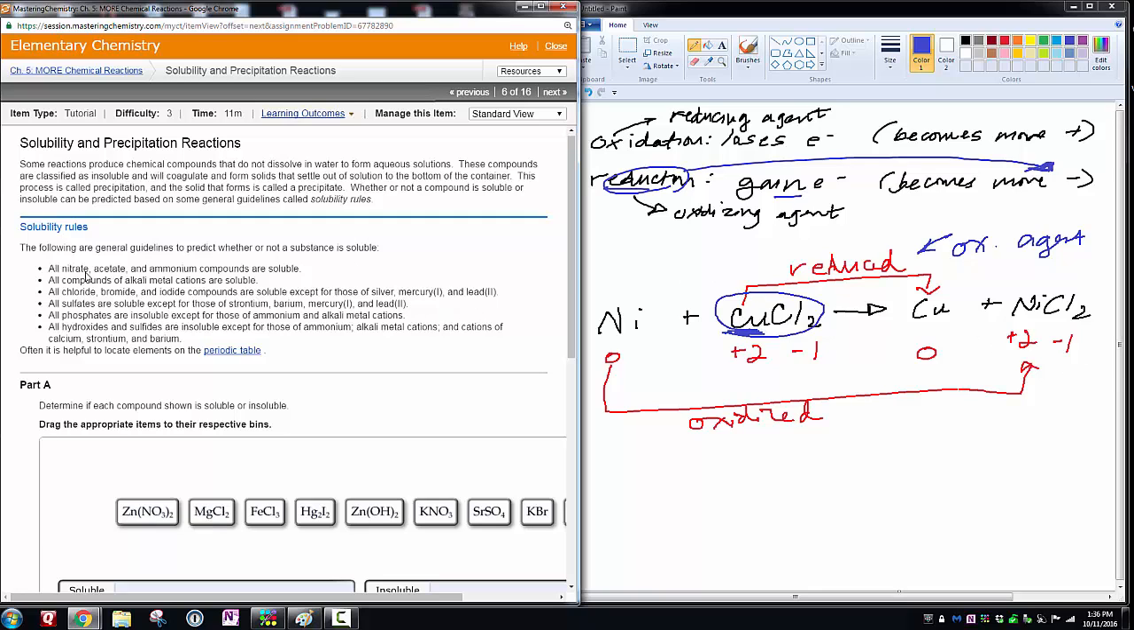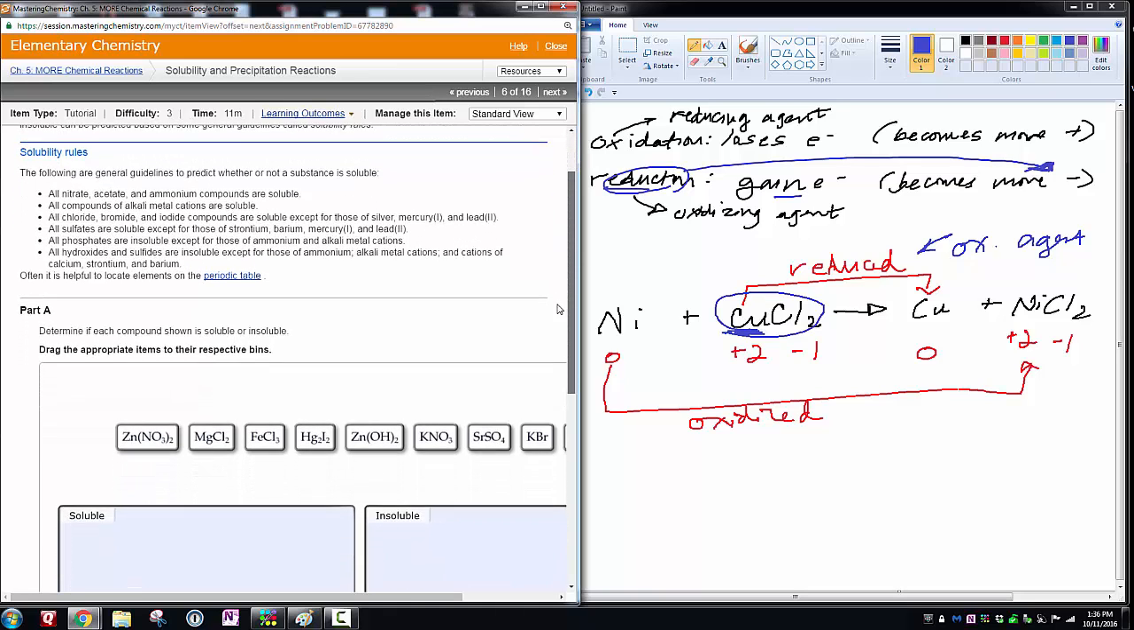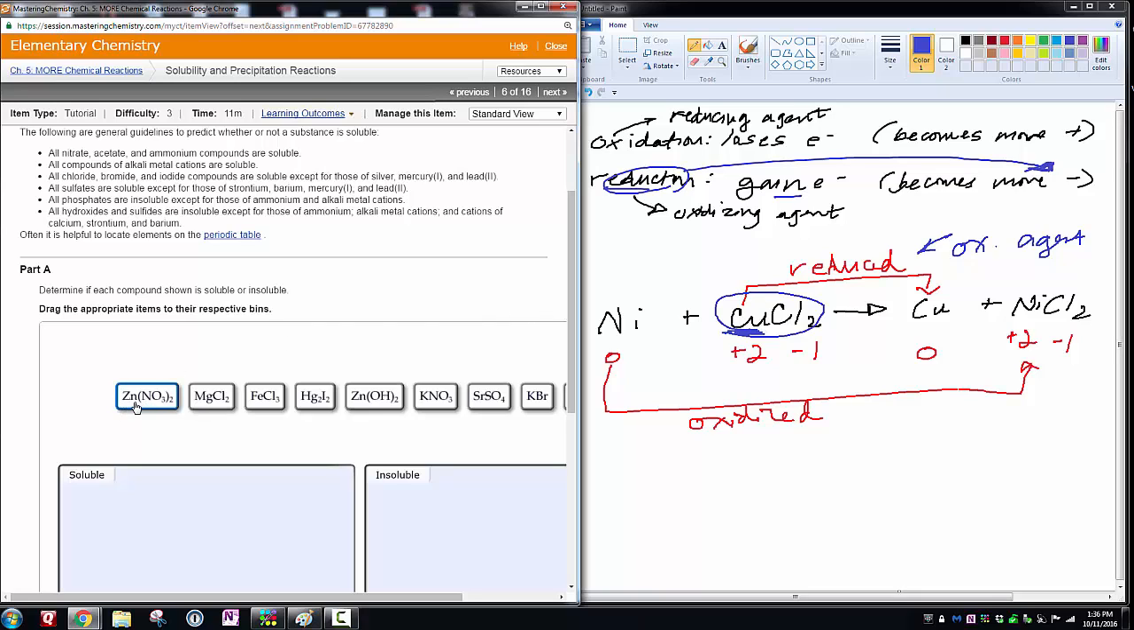But the key is nitrate, acetate, ammonium, and alkali metal cations, that's sodium, lithium, potassium, etc. Those are always soluble. And you go in order. So if you hit these and it says soluble, then you know it's soluble. Chlorine, bromine, iodine, always soluble unless you're silver, mercury, or lead. And sulfate soluble unless you're strontium, barium, mercury, or lead.